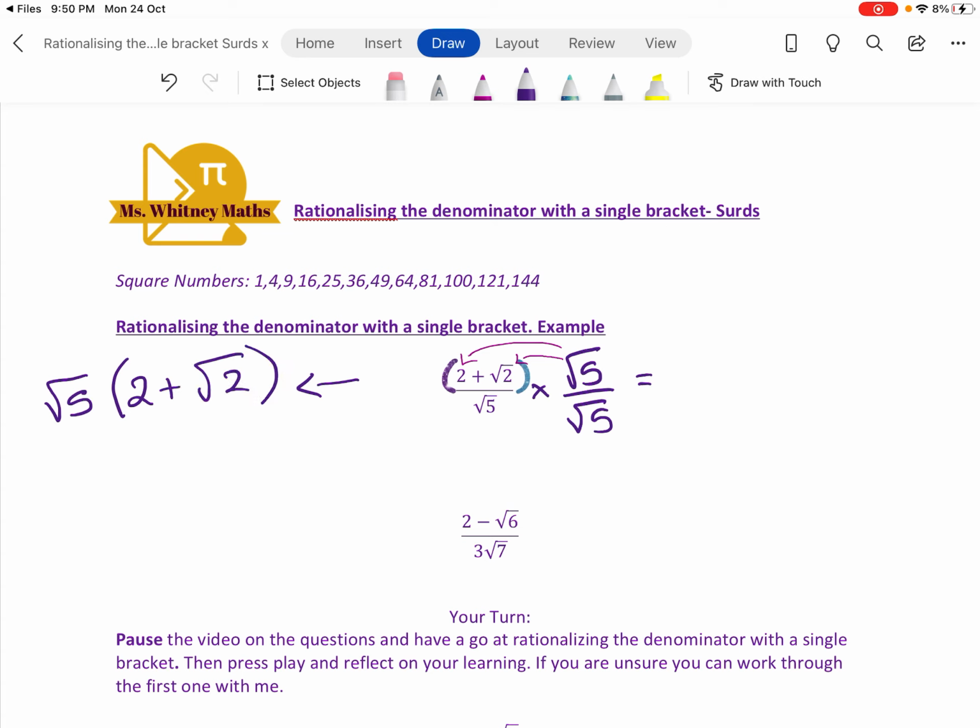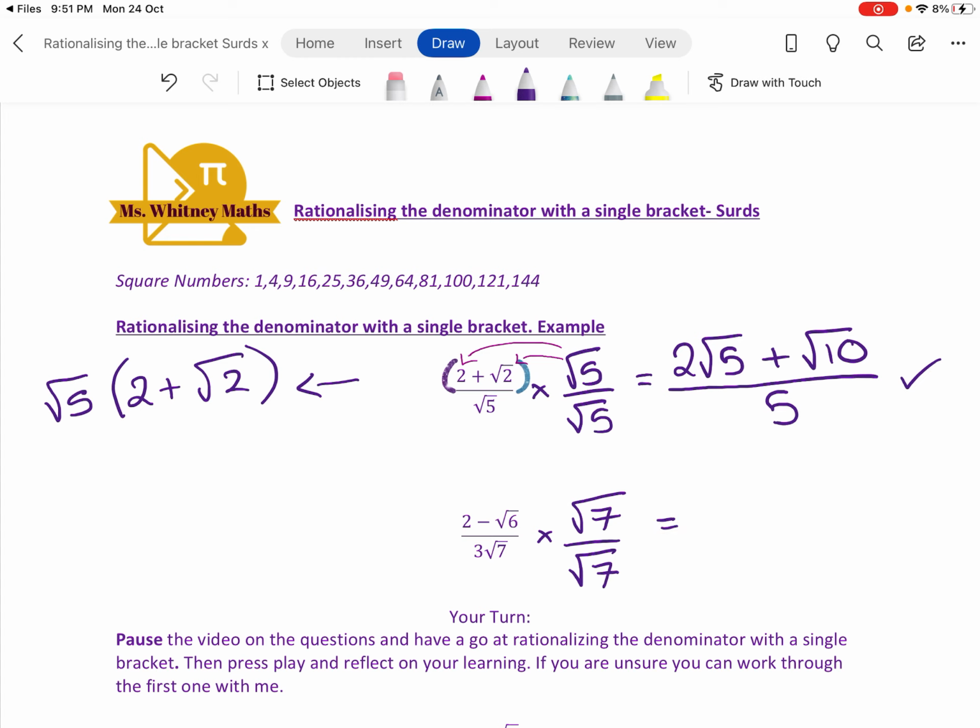Remember, the order of multiplication doesn't matter as long as you're multiplying everything with what's inside the bracket. So we're going to get 2 root 5, my mistake, plus root 10. As the denominator, we're going to get 5 because we know we have root 25, which simplifies to be 5. We cannot simplify anything further. The denominator is rationalized. For the next one, we're going to multiply by root 7 over root 7.